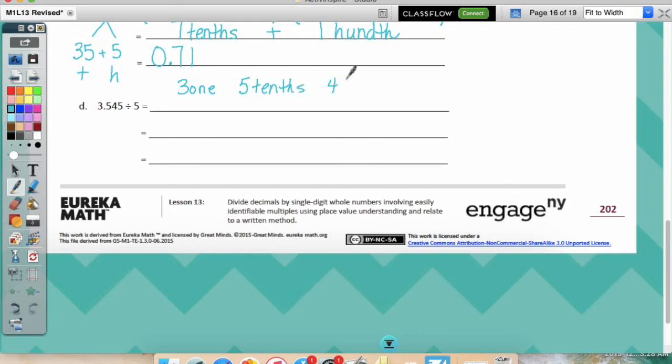Wait, what's 5,000? I can remember. 5,000. Okay. So I still have a divisor of 5. I know 3 is not going to work because 5 won't divide evenly into 3. So what should I combine? Raise your hand if you know. Caitlin. 3 ones and 5 tenths. Okay, so I'm going to change this to 35 tenths.